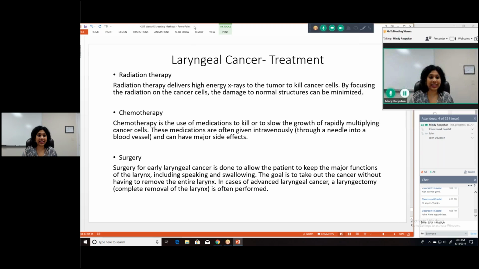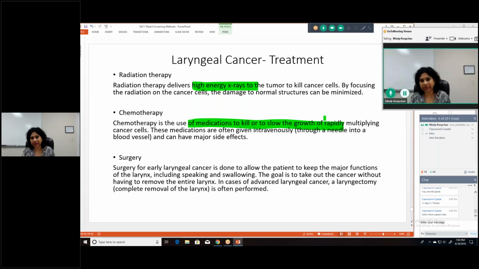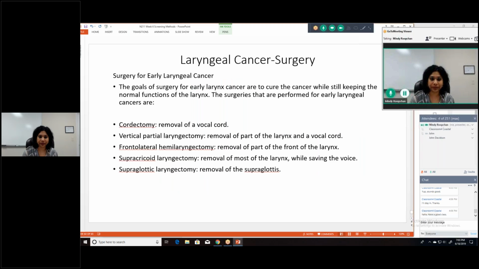Okay, let me go back. With radiation, radiation therapy delivers high energy rays to kill the cancer. Chemotherapy uses medication to kill or slow the growth of rapidly multiplying cancer cells, by IV or pill. And then surgery for this cancer: we want to let the patient keep major function of the larynx, so speaking and swallowing. We want to take that cancer out without having to remove the entire larynx.